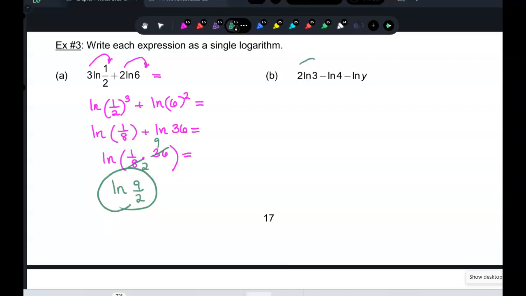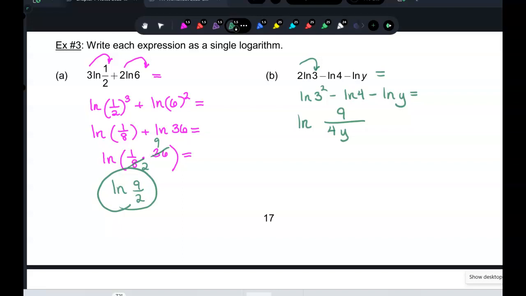Okay, let's take care of the exponents first. There's only one of them. So it's going to be natural log of 3 squared minus natural log of 4 minus natural log of y. So you combine it by doing ln 3 over 4 over y. Okay, so what's 3 squared? 9 over. Now, anything with a subtraction, we get to move to the denominator. Since these are both minus, I'm dividing by both the 4 and the y. You multiply it.